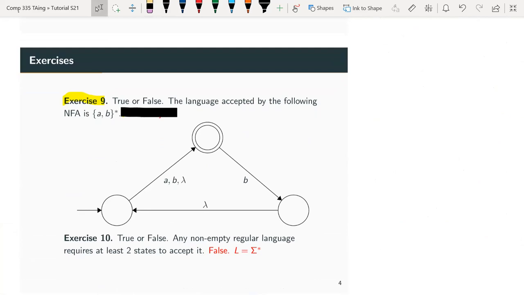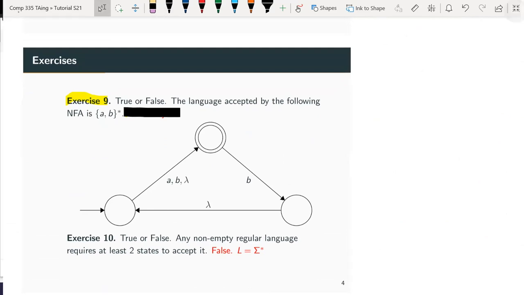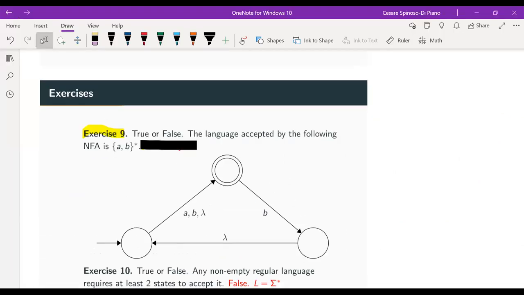The language accepted by the following NFA is AB star, so this is a true or false. So I'll give you a minute to try this one, and I'm going to grab myself a cup of water. So I'll be back in a minute.